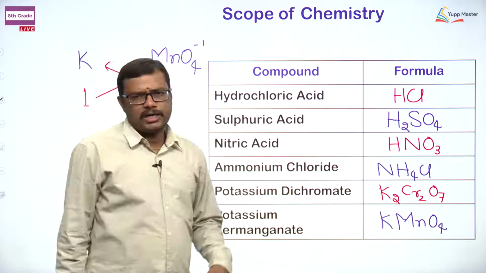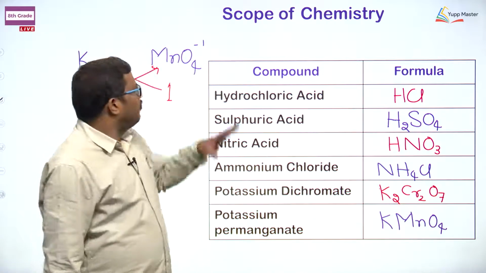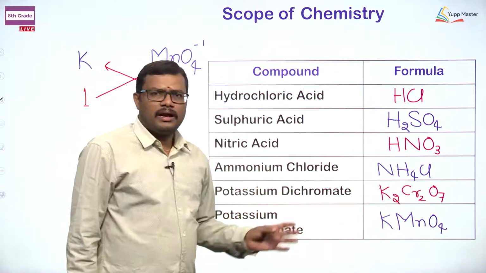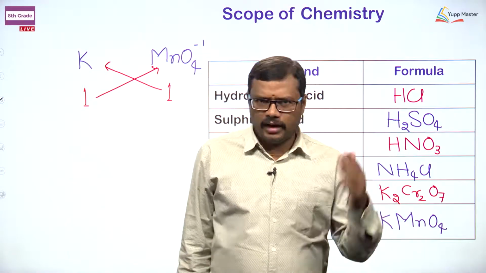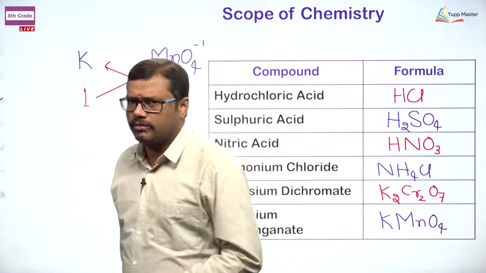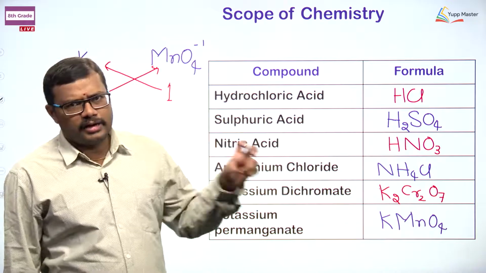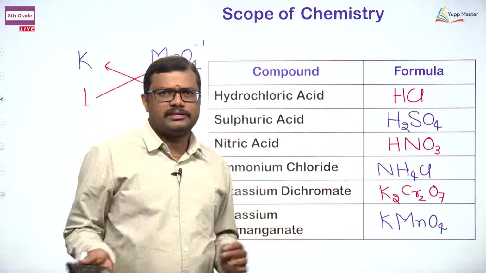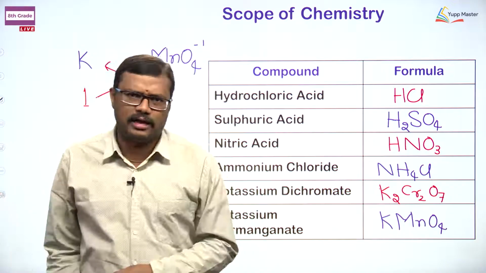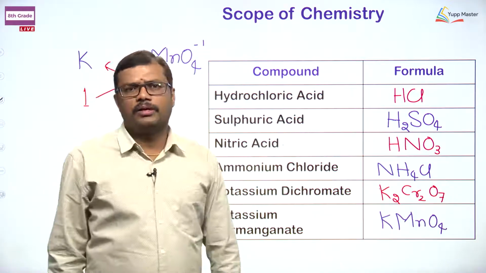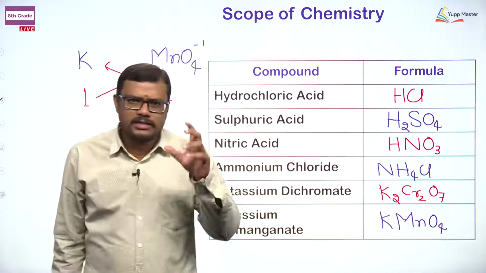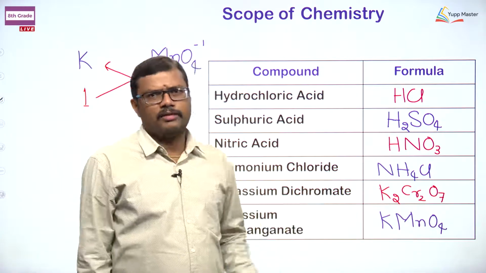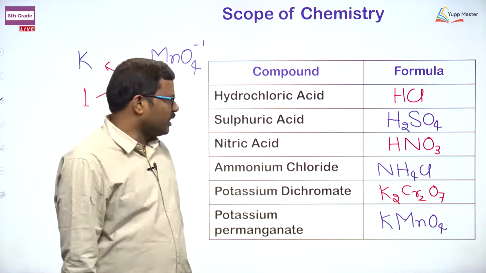All the formulas we can write easily by taking the valency and dividing it by the highest common factor to get the simplest whole ratio, and then exchanging the valency of one ion with the other ion, so that you end up with the formula. This method of writing chemical formulas is known as the criss-cross method, okay, right.